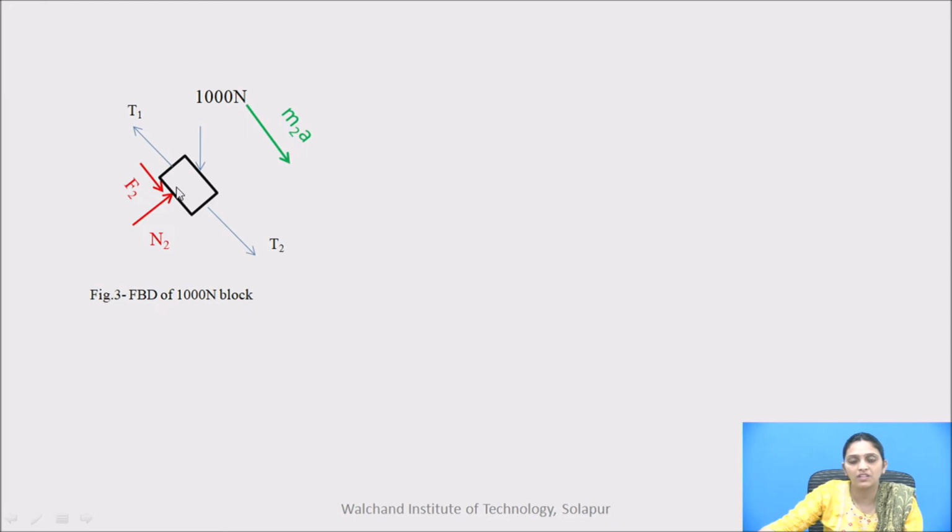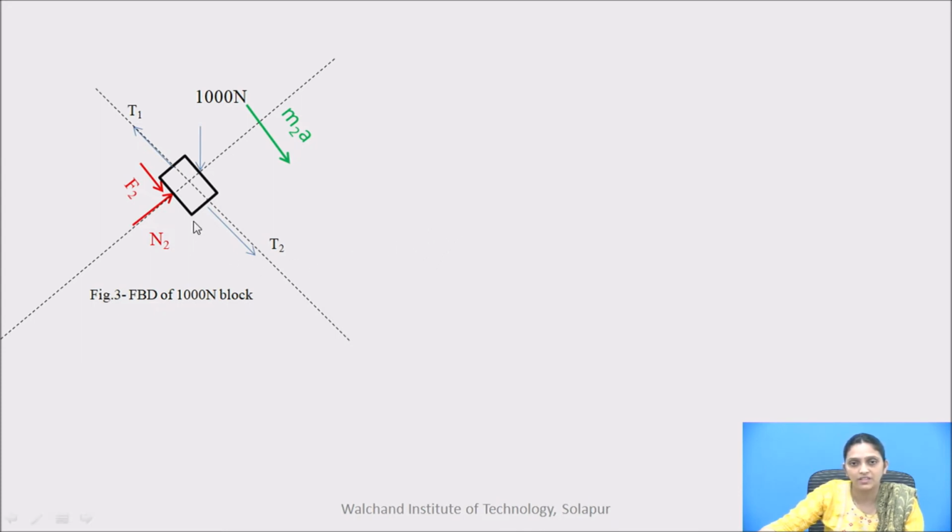This block is on the inclined plane. So for the analysis of such a block, we have to consider x and y axis in the inclined plane, in the direction of plane and in the perpendicular to the plane. So these are the axes shown over here.